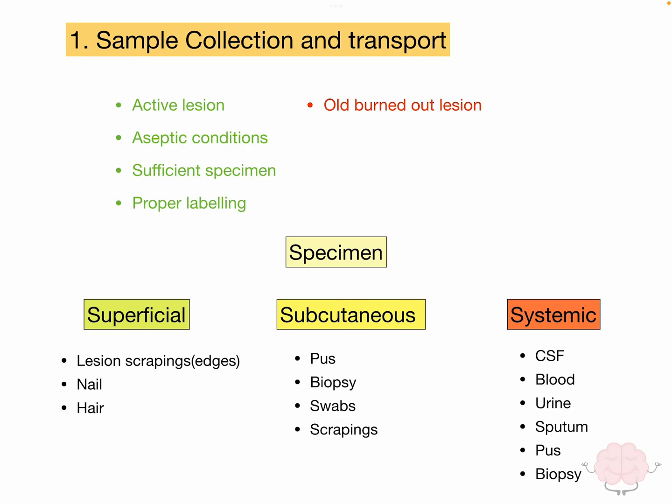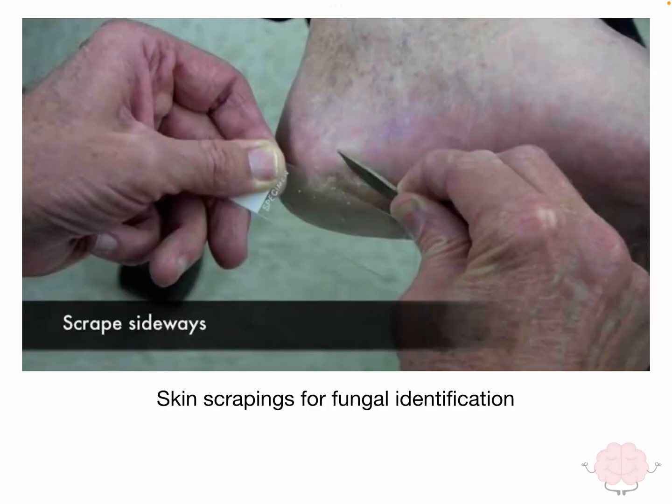For systemic infection, CSF, blood, urine, sputum, pus, and biopsy can be sent. CSF and blood are more important as compared to the others. So this shows the skin scrapings for fungal infection. This is a good video which is demonstrating how to collect a superficial sample from the lesion by skin scraping. I'll be attaching the link of this video. Just go and check it out, right?